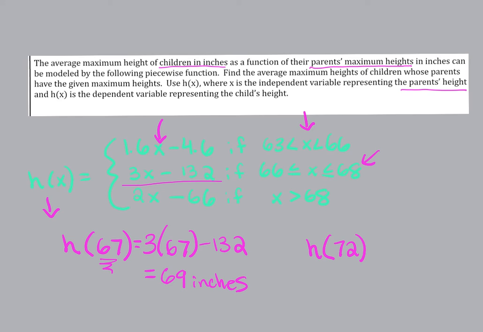And then the next one, if a parent is 72, okay, that's the last interval. So we're plugging it into the last equation. So 2 times 72 minus 66 is 78. So the prediction is if a parent is 72 inches, the child will be 78 inches.